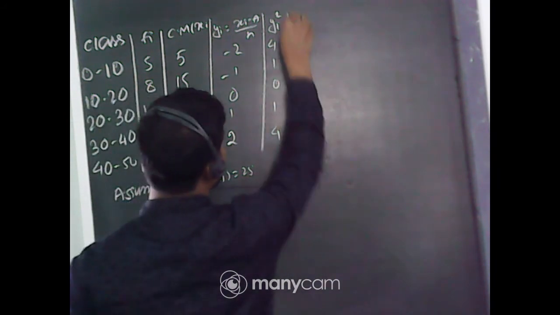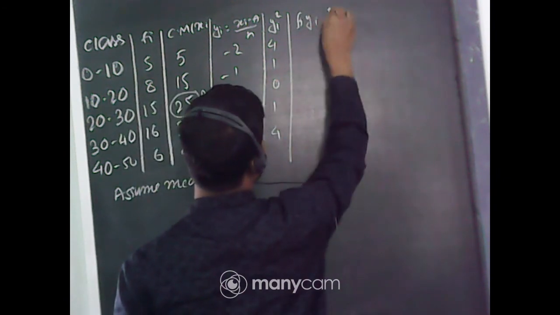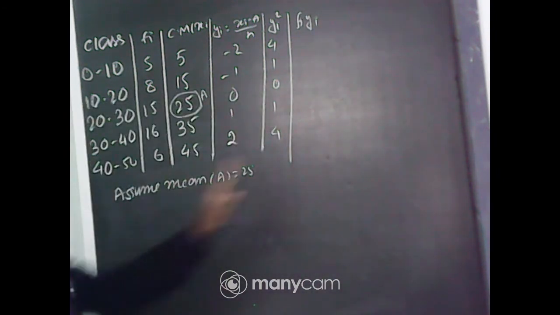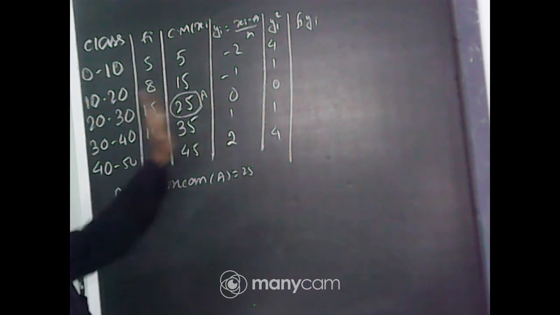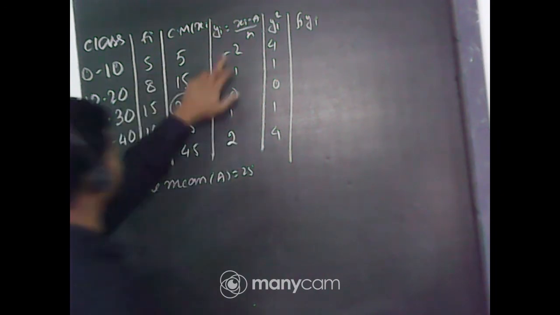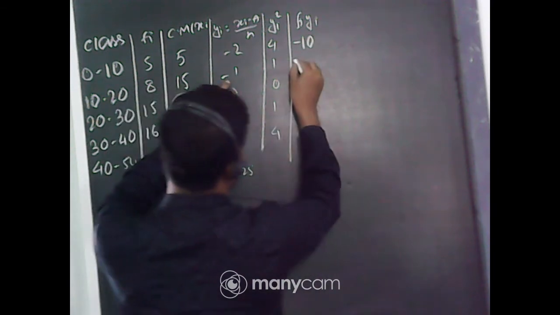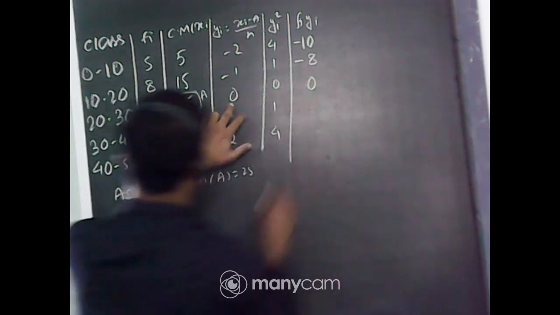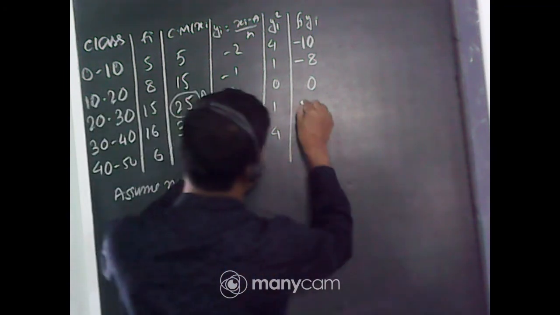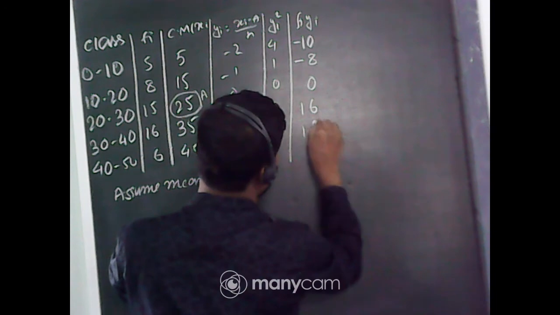So yi square is 4, 1, 0, 1, 4. The next column will be fi into yi. Multiply the corresponding elements of fi and yi. So 5 into minus 2 is minus 10. 8 into minus 1 is minus 8. 15 into 0 is 0. 16 into 1 is 16. And 6 into 2 is 12.